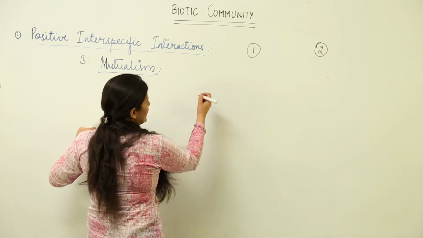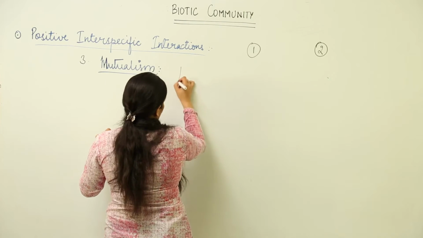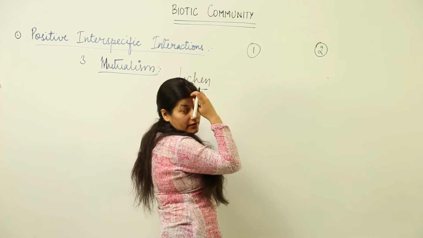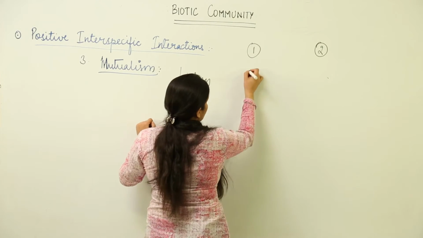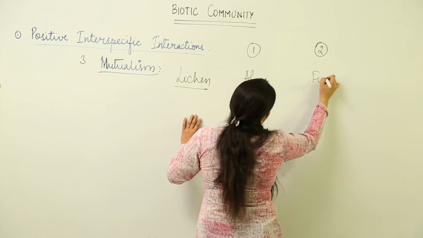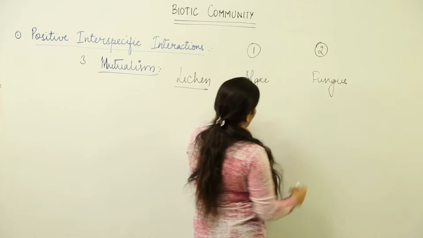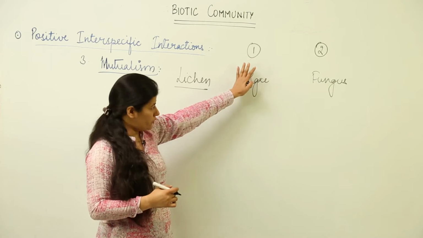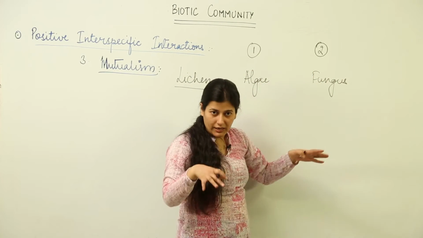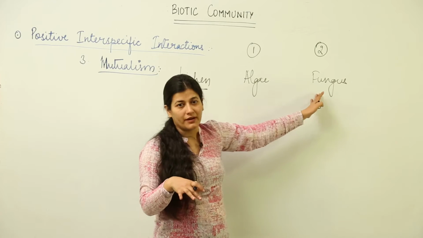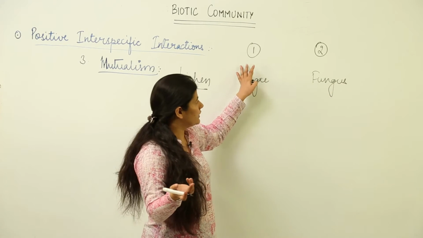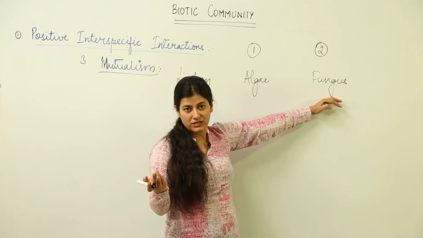So, the first example that we have is of lichens. What is a lichen? Lichen has a phycobiont and a mycobiont. That means there is an alga and there is a fungus. So, both of these are dependent: the alga performs the photosynthetic part, while the fungus gives it the area or the protection. The fungus cannot survive on its own without a producer, and the alga cannot survive without the fungus giving its protection.